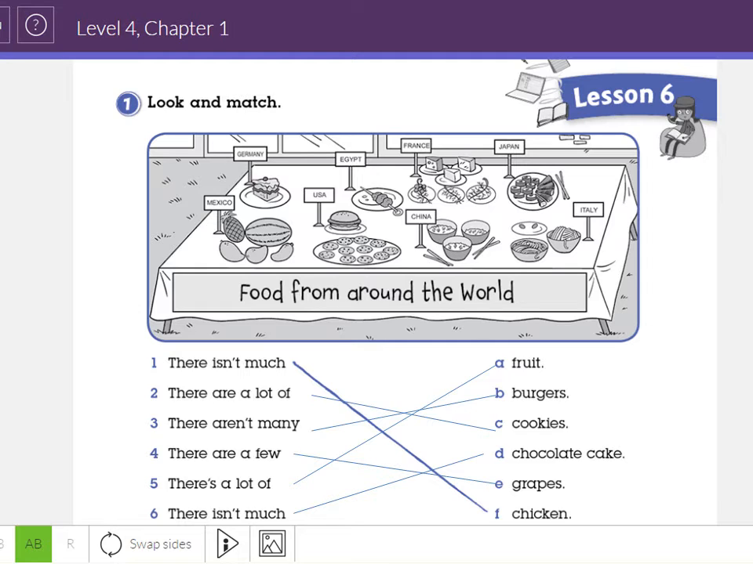And then number 6. Number 6 is there isn't much blank. Look at the picture. So there isn't much. It means that isn't much is followed by an uncountable noun. So the suitable answer here is there isn't much chocolate cake. Okay, that's all the answers of exercise 1.